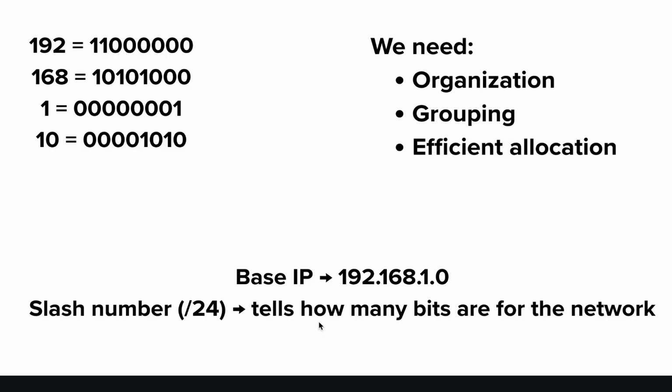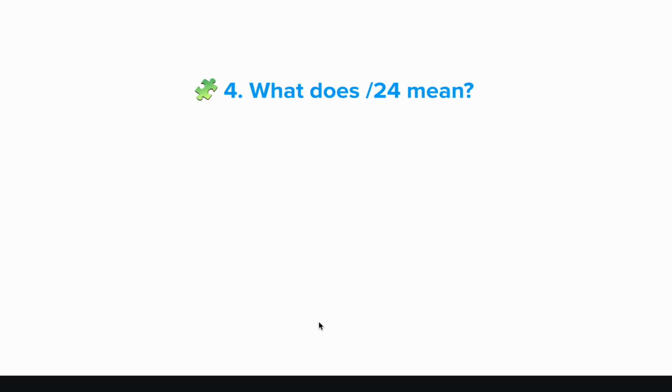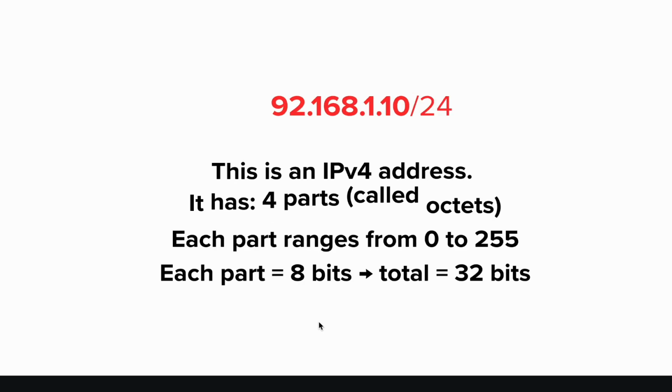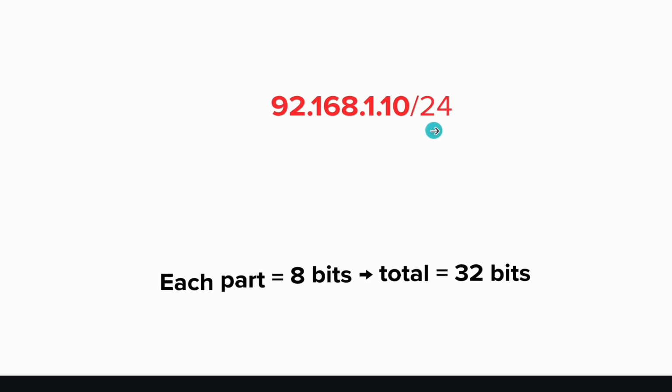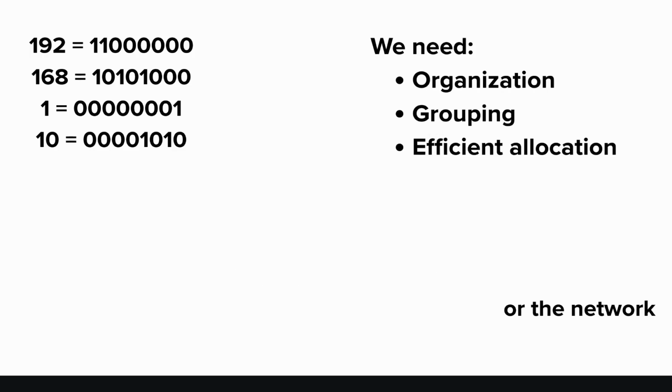All right, so as I said, we need this for organization, for grouping, and for efficient allocation. And as a DevOps engineer, you might already be doing these things, right? Okay, so going ahead, what does /24 mean? Now coming back to this IP address with a subnet of 24, what is this?